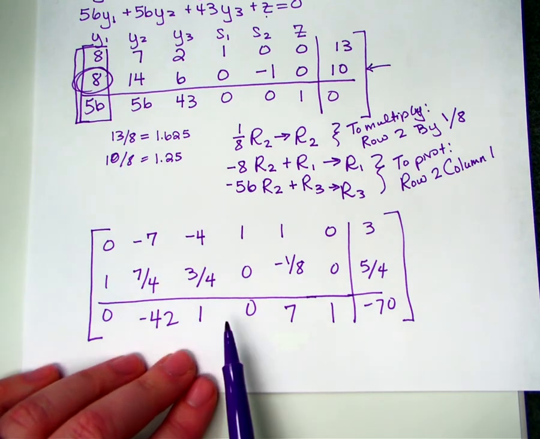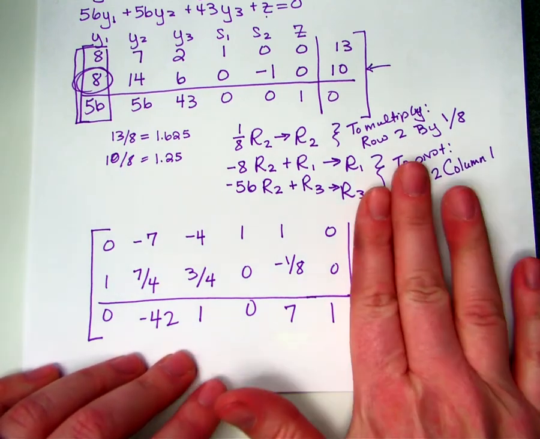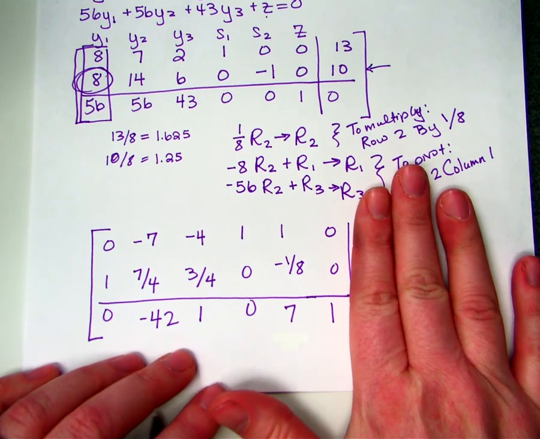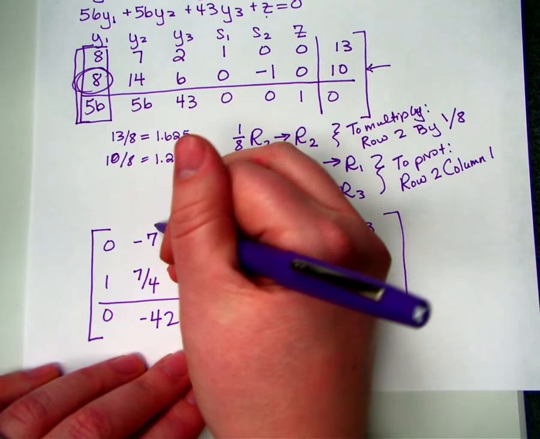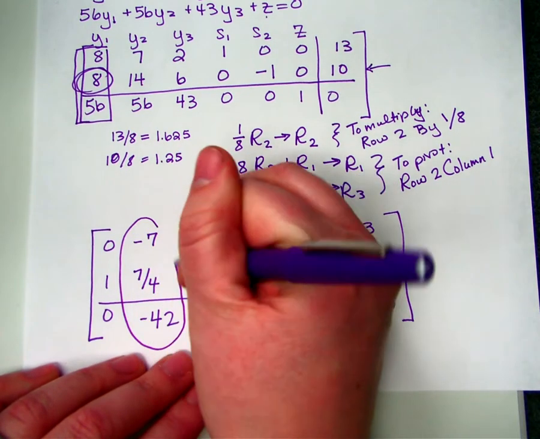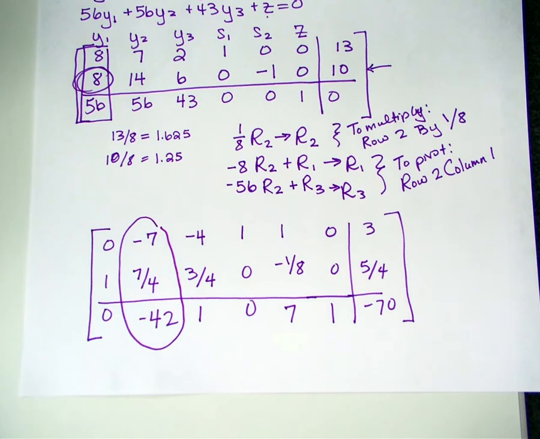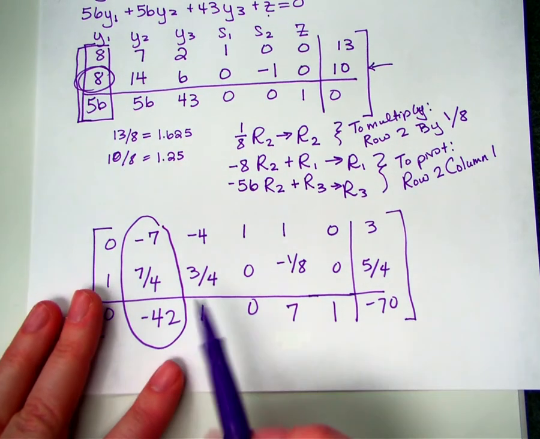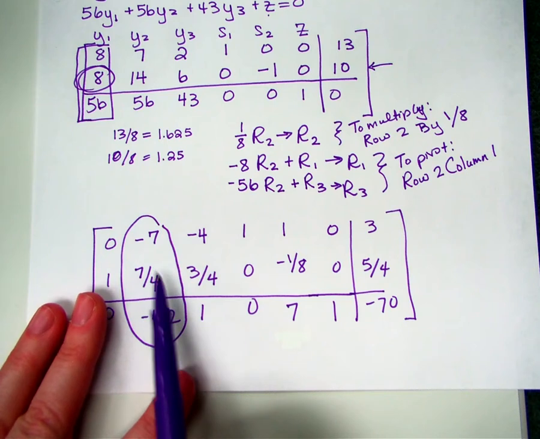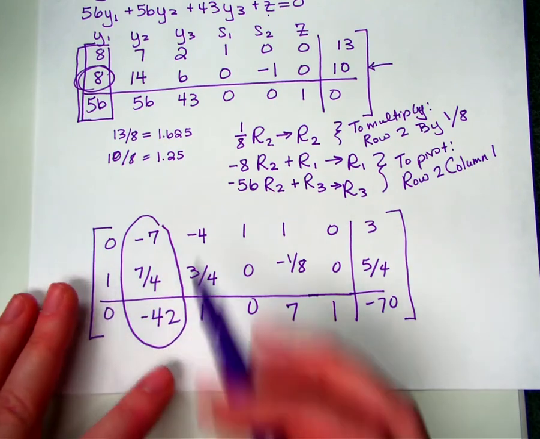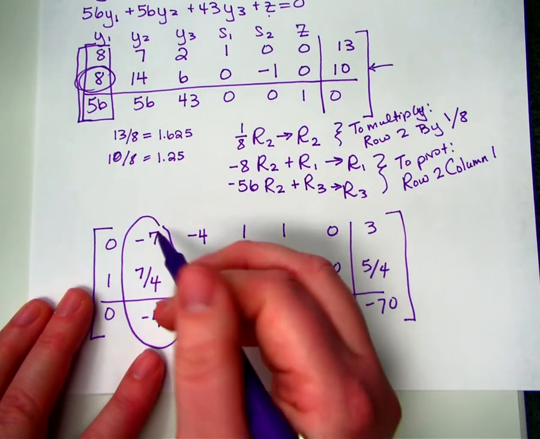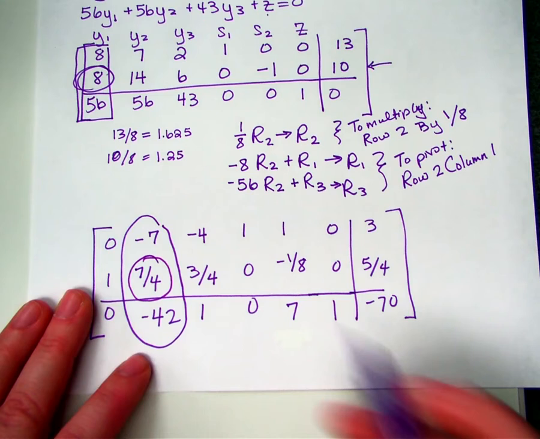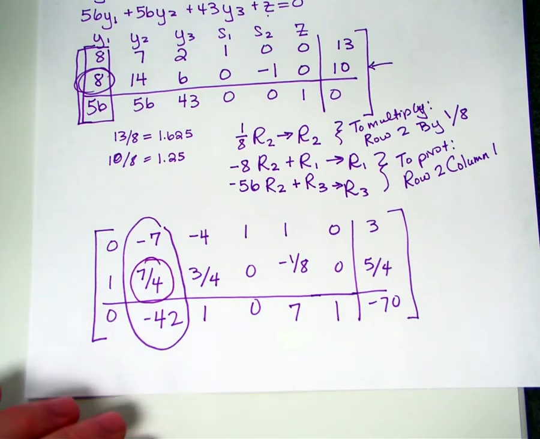Do we have any negative indicators? So this number is not considered a negative indicator, just down here. Yes, we do still have a negative indicator. So this becomes our pivot column. We're looking for the smallest quotient, and remembering that our quotient can't be negative, and we can't use 0 as our pivot position. Since these two are both negative, our only choice to pivot around is the 7/4.